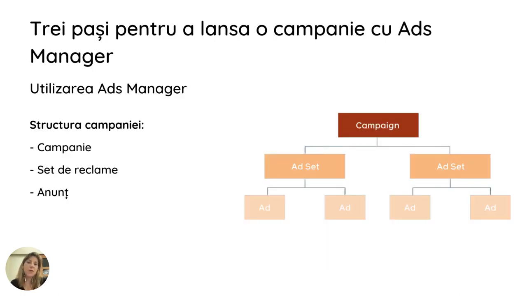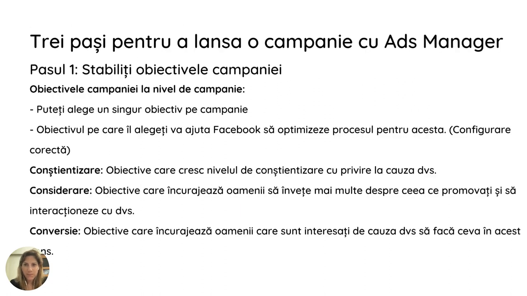So to launch a campaign on Ads Manager, you need to complete 3 steps that are related to the campaign structure: campaign, ad set, and ad. Under each campaign, you can have more than one ad set, and under each set, more than one ad. We will go through each of these step by step, and it's going to become easier and a little bit more user-friendly as well. The first step is to set your campaign objective at the campaign level.